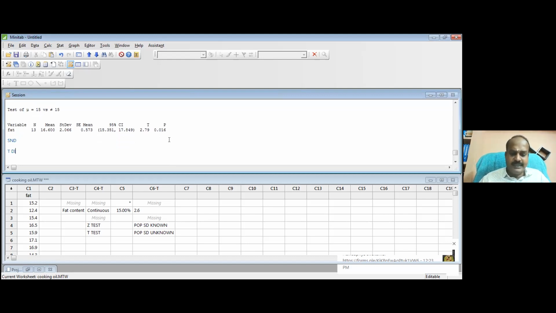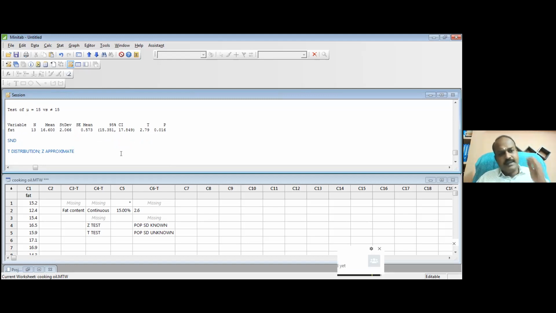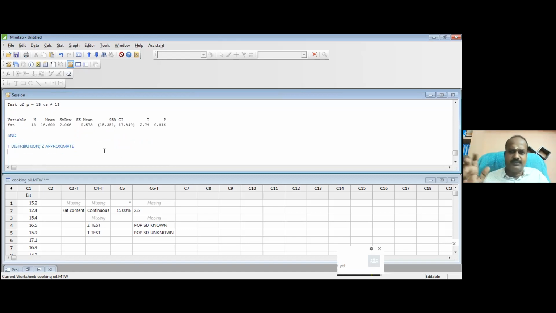And then similarly, you have something called the T distribution, right? And this T distribution is nothing but the approximate value. Why approximate? Because the population standard deviation is not known to us, right? Similarly, you can get the values of T by knowing alpha and degree of freedom. What is degree of freedom? Degree of freedom is always n minus 1. What is the number of data you have selected? Number of samples is 13. So degree of freedom is 12.